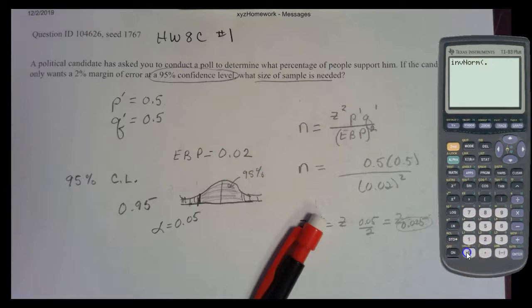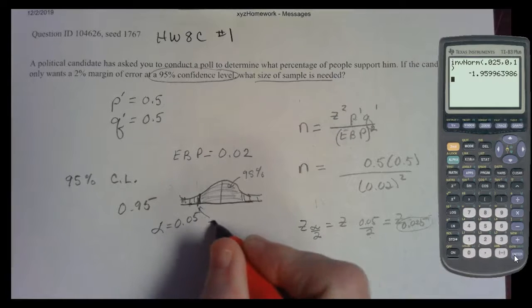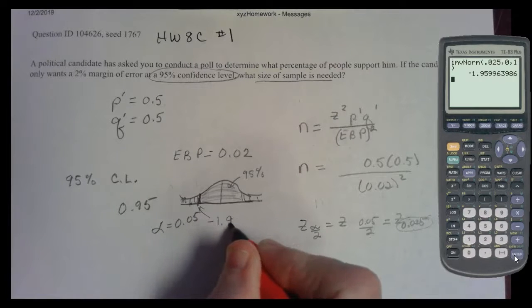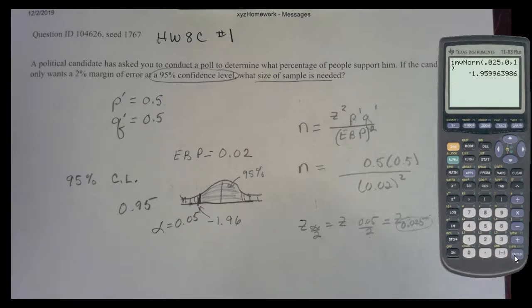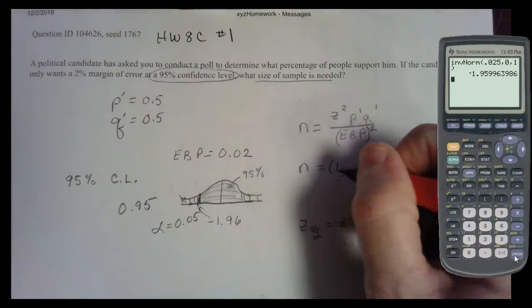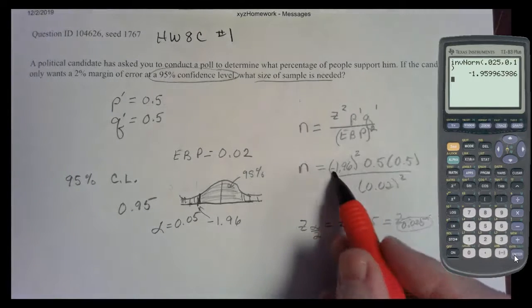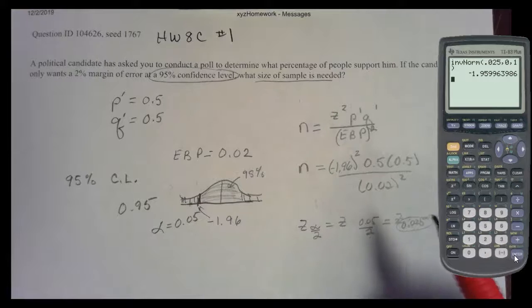So 0.025, the area, and then the mean. Well, the mean for any standard normal is 0, and the standard deviation is 1. Enter. So again, remember I said it was going to be a negative number, and we get negative 1.96. And so we're going to put that in here, negative 1.96. And the negative's not going to matter because we're squaring it, which is going to make it a positive.